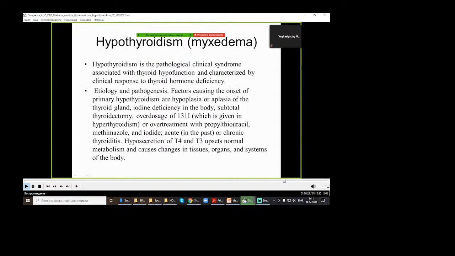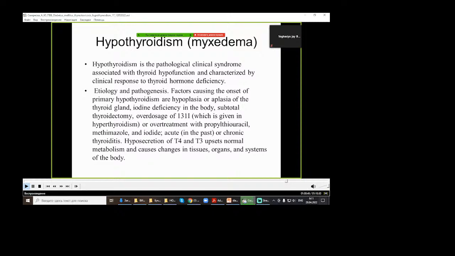The next topic, and the last for today, is hypothyroidism or myxedema. Hypothyroidism is the pathological clinical syndrome associated with thyroid hypofunction and characterized by clinical response to thyroid hormone deficiency.